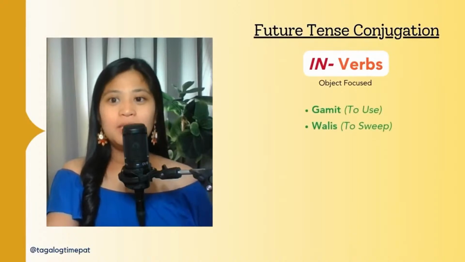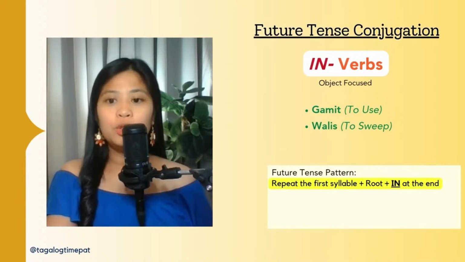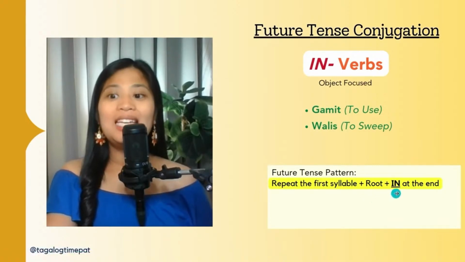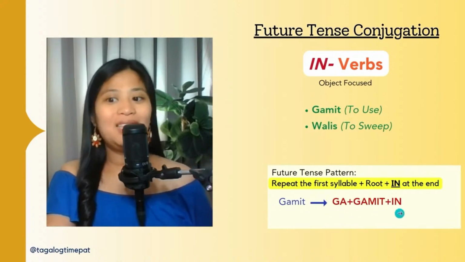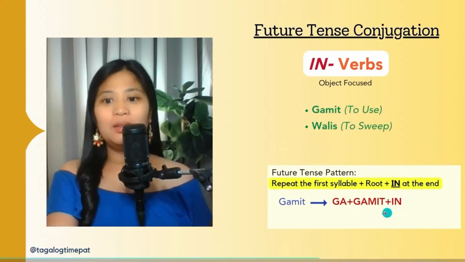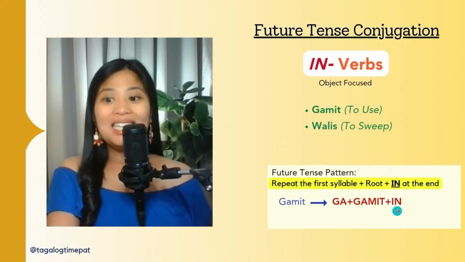Then in verbs, some examples are gamit, to use, and walis, to sweep. Now the pattern for future tense conjugation of verbs is that you repeat the first syllable, then it's the root, then in goes at the end. So take a look at the word gamit, which means to use. In the future tense, it would be gagamitin. Gagamitin ko yung kotse. I will use the car. Gagamitin. So you repeat the first syllable, then it's the root, then it's in at the end.